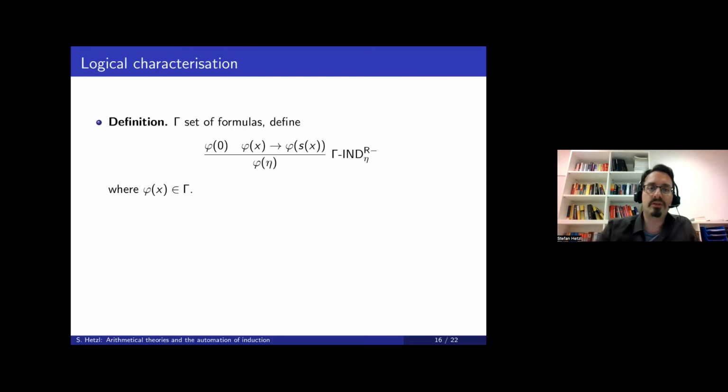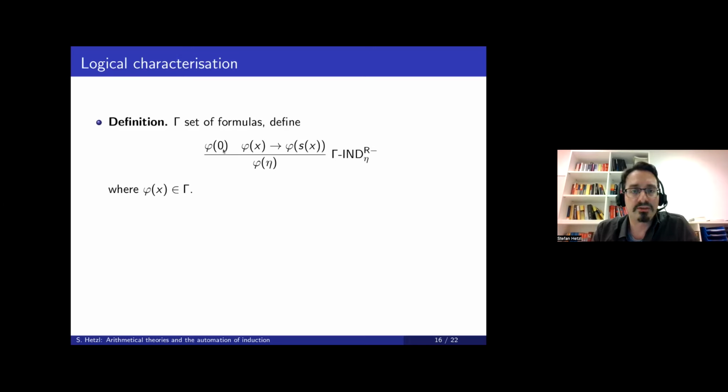And now for the logical characterization. For this, we have to define a new induction rule. This will be a little strange, and this is somehow an idiosyncrasy of the method that is reflected in our theory. So how does this look like? Well, we have a set of formulas gamma, and we define a gamma induction rule, as you would expect at some point.